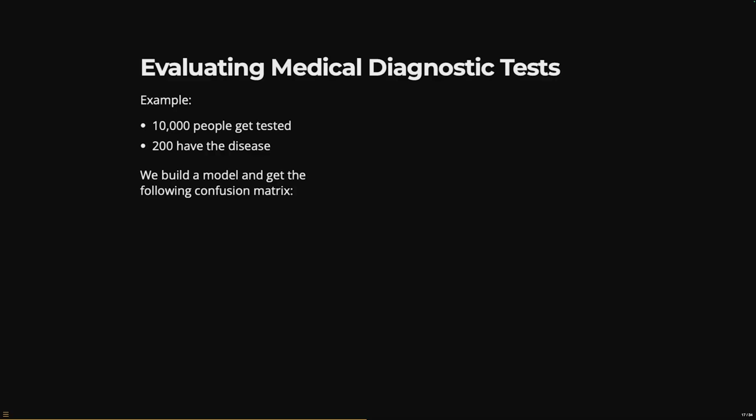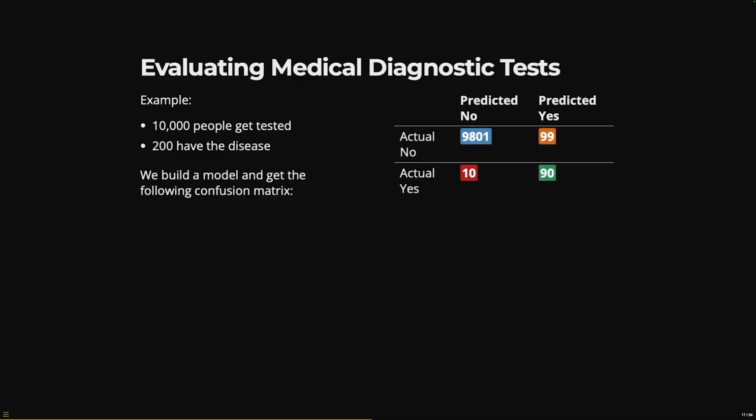So let's say, similar to the model we built before, we have 10,000 people get tested for a disease, and 200 have the disease. We build a model for that, and we get this confusion matrix out of that. So most people don't have the disease, of course. Only 200 out of this, so like 2%, have the disease. Yeah, so that looks pretty good.